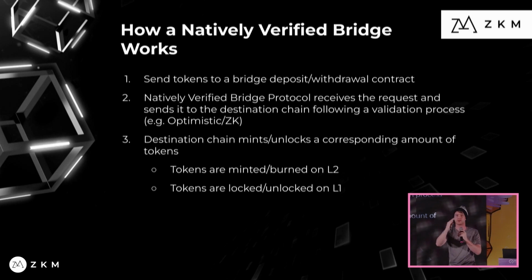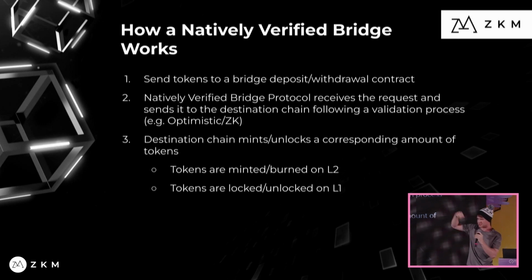So this can be from optimistic solutions. This can be from ZK solutions, depending on how it's implemented. But typically, I need to have layer 1 to verify and guarantee security for the chain. So essentially, I rely on layer 1's consensus mechanism to make this withdrawal. That's the important part. The destination chain mints or unlocks a corresponding amount of tokens. If you are bridging to L2, they're typically minted or burned.